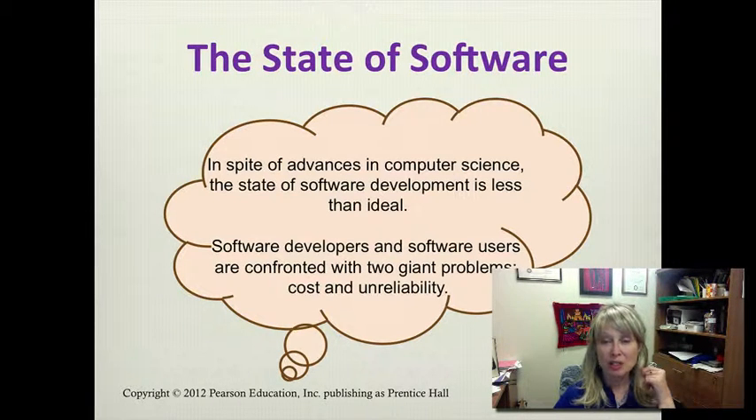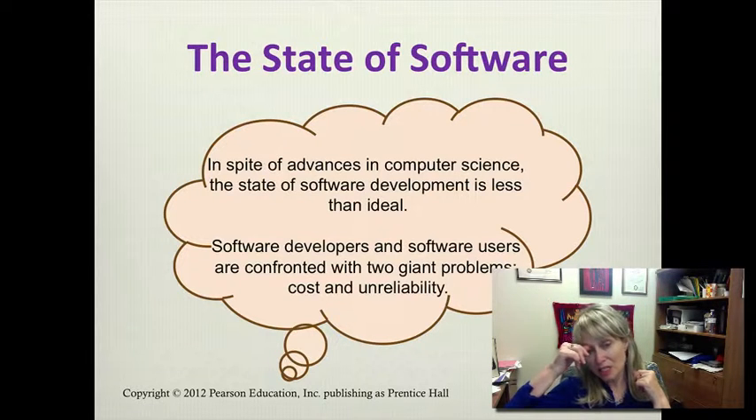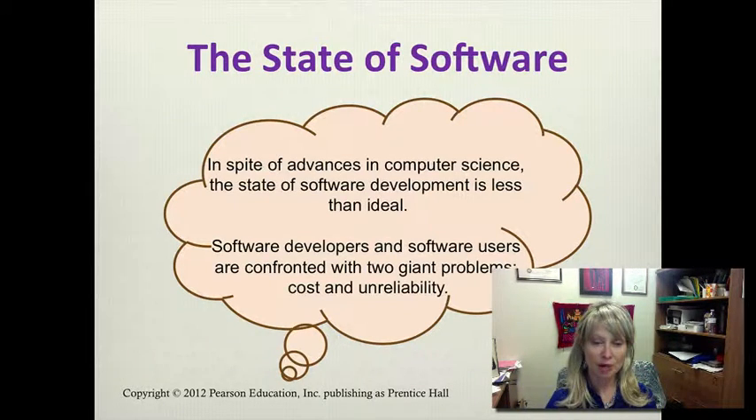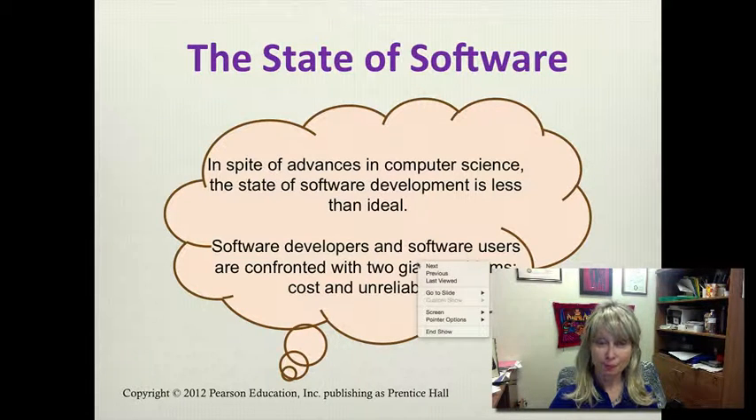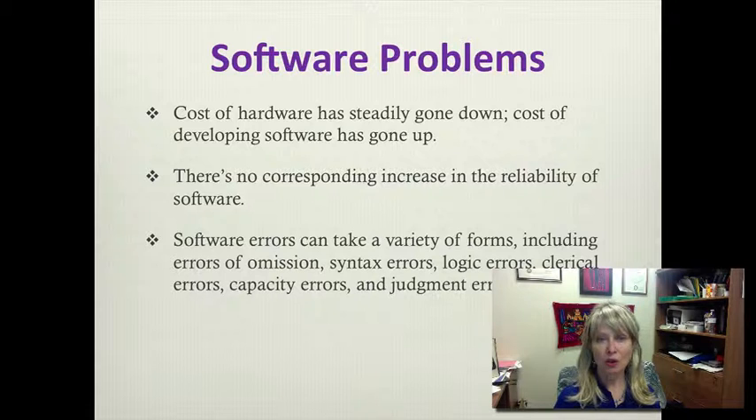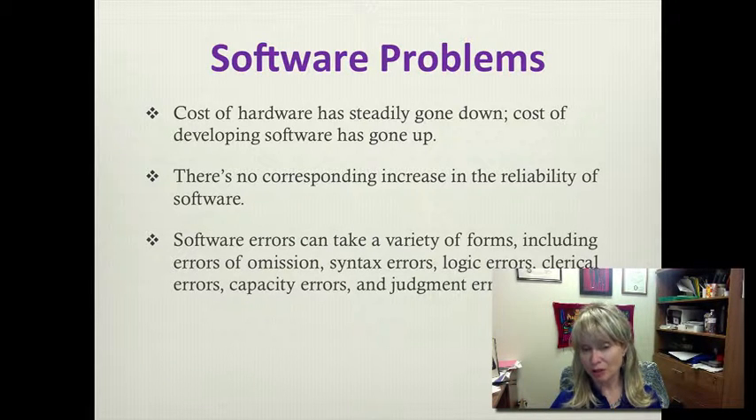And in spite of advances in computer science, the state of software development is less than ideal. They are confronted with two giant problems: cost and unreliability, and changes in what the users need because it takes long, and a very fluid environment. Cost of hardware has gone down, cost of developing software has gone up. So that's an interesting thing. So you buy a product like SAP or PeopleSoft for your payroll. The cost of the software is maybe $5 million. The cost of the implementation is 3 times that, $15 million. And software errors can take a whole range of things. Sometimes they come out of the box with errors.